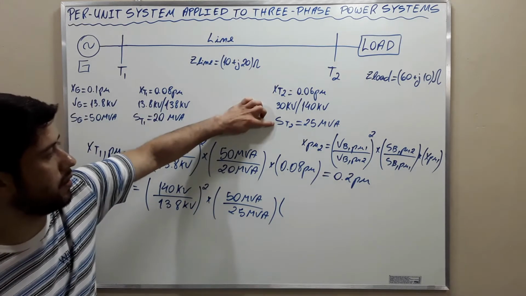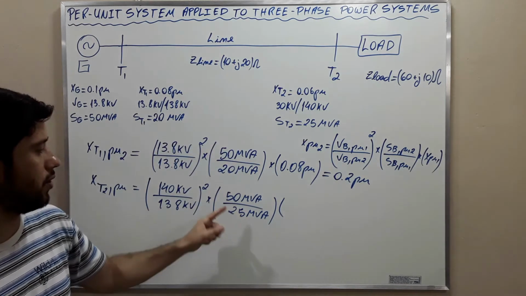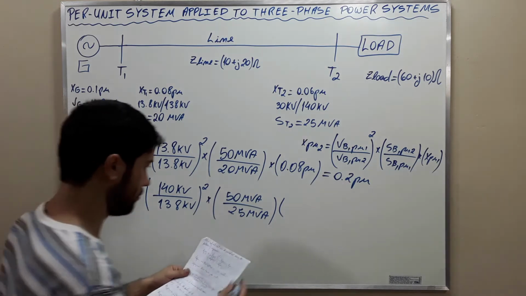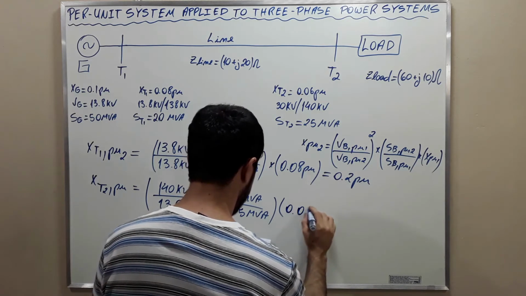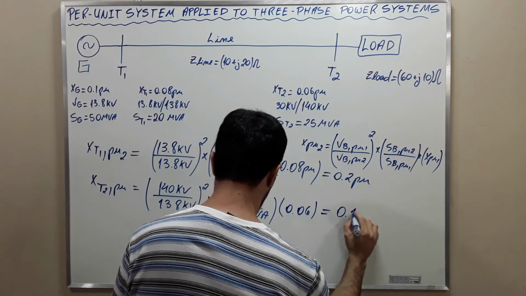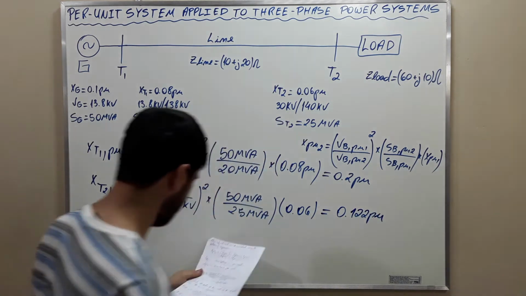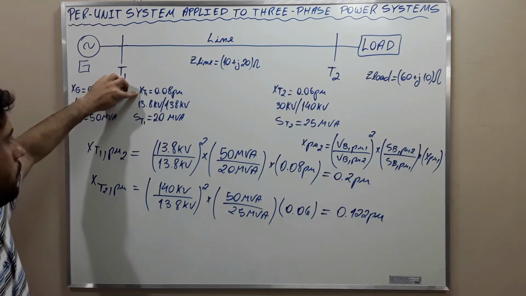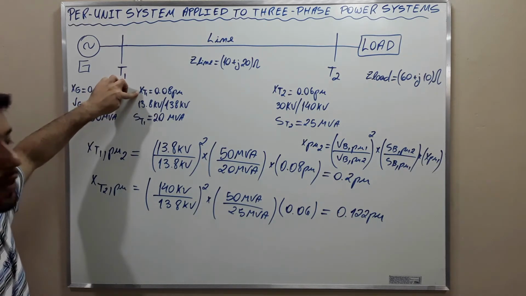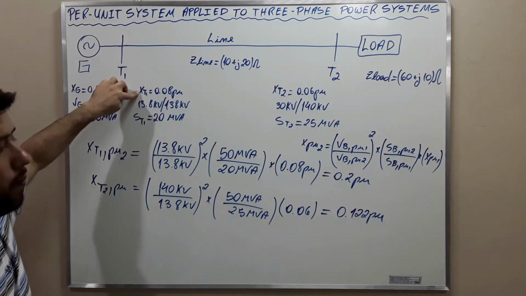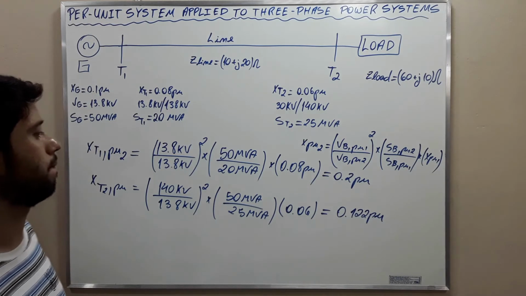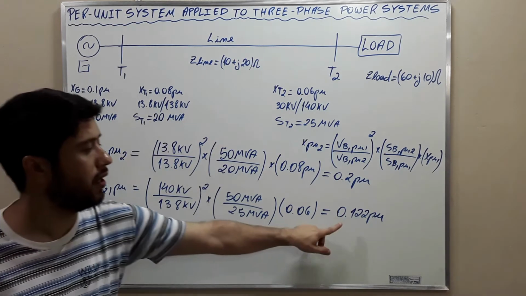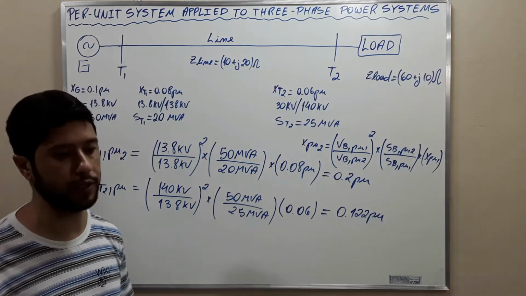Observe also that here is 25 MVA and we are using for the system 50 MVA. Then we need to adjust the apparent power as well. Then the adjusted values will be, for this reactance, instead of being 0.08, it is going to be 0.2. And for this reactance, instead of being 0.06 per unit, it is going to be 0.122 per unit.